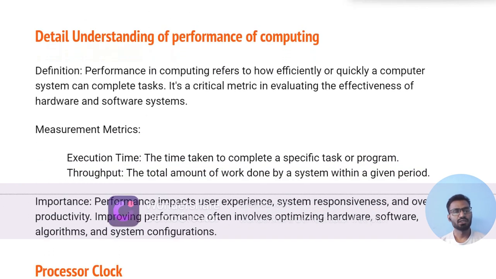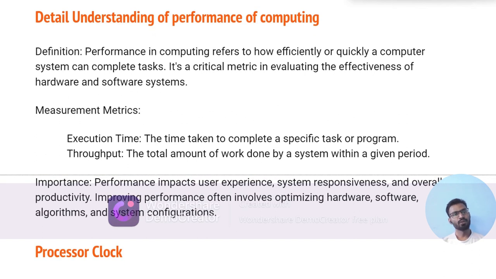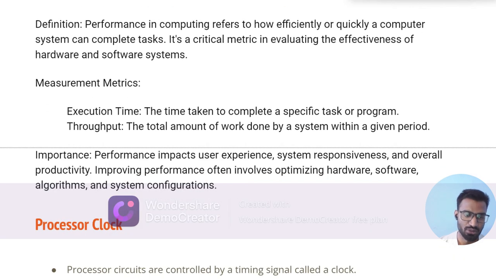Now we understand performance in computing in detail. Performance in computing refers to how efficiently or quickly a computer system can complete a task. It is a critical metric in evaluating the efficiency of hardware and software systems. The measurement metrics, meaning how we measure performance, we already discussed: the time taken to complete a specific task or program, and the total amount of work done by a system within a given period of time.